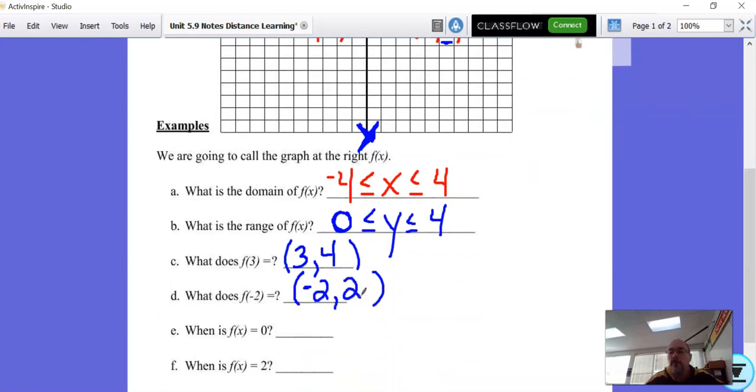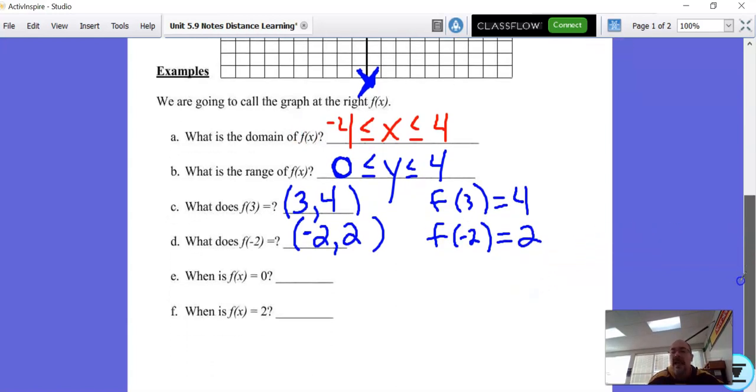Now, you don't have to write these as ordered pairs if you don't want to. I'm just writing it that way so you can see where the answer is coming from. So technically you could just put a 4 there. f of 3 equals 4. And this one, f of negative 2 equals positive 2.